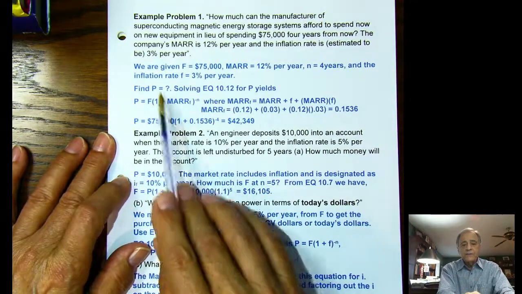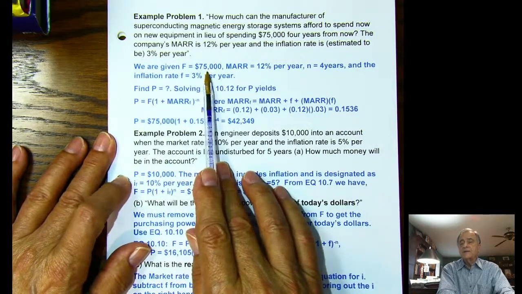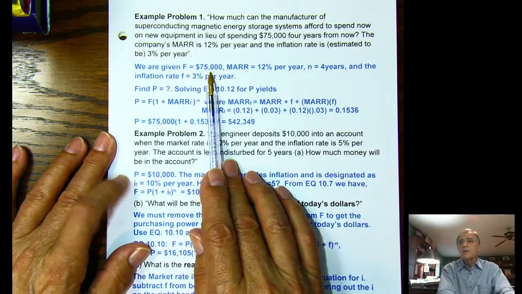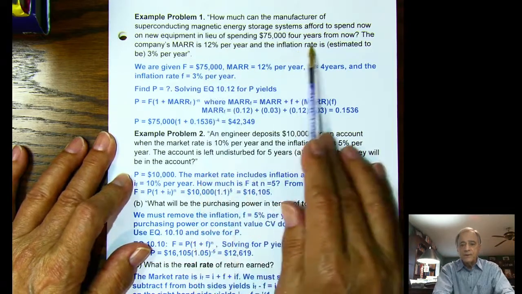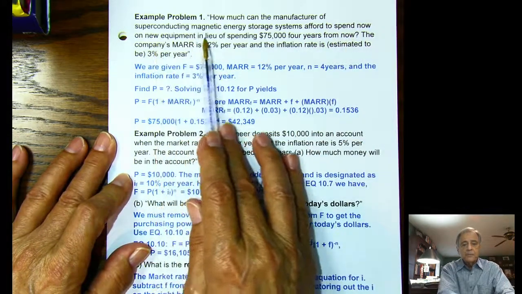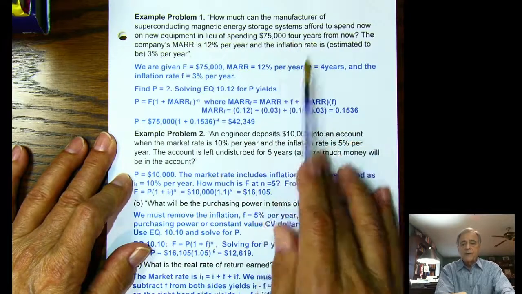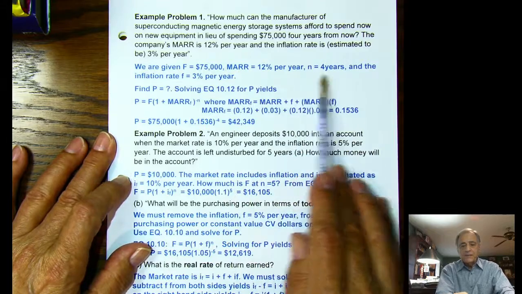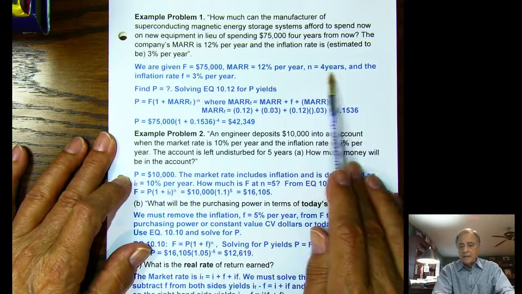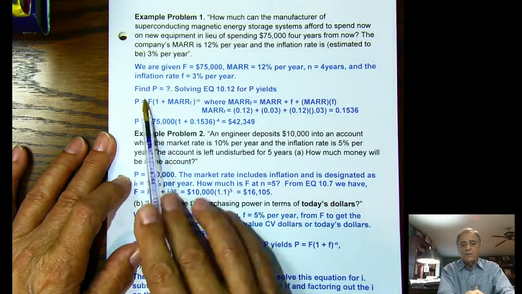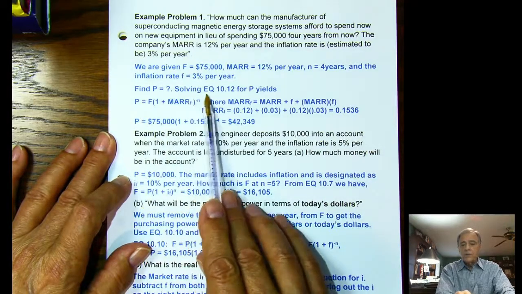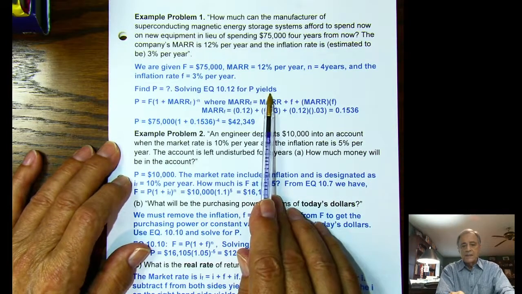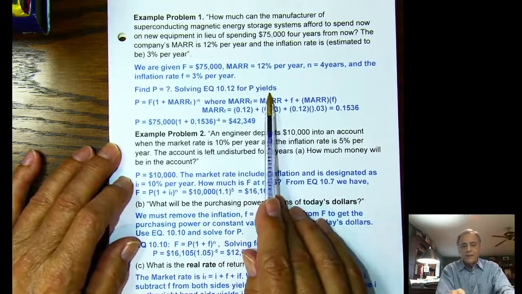So we're given F equals 75,000. That's the number of then-current dollars at time 4 years from now. Spending 4 years from now. The real MAR is 12%, but the inflation rate's 3%, and N is 4 years, so we want to find P. And then solving equation 10.12, which was essentially our case 4. This is a case 4 problem.